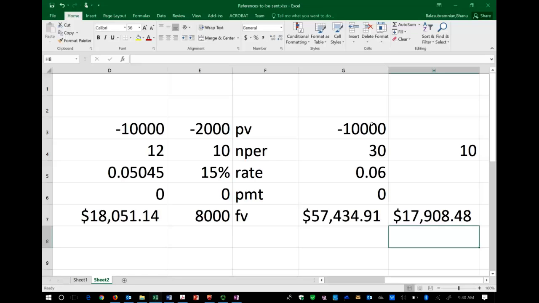So, based on these 5 variables, now what all can you say about how each variable affects the future value? That is the question.